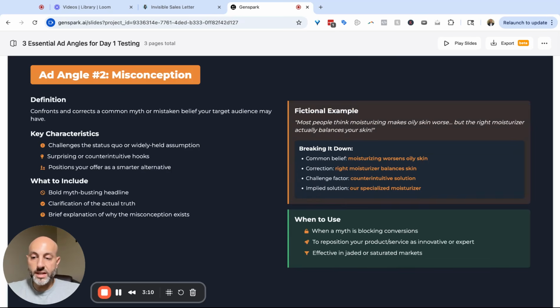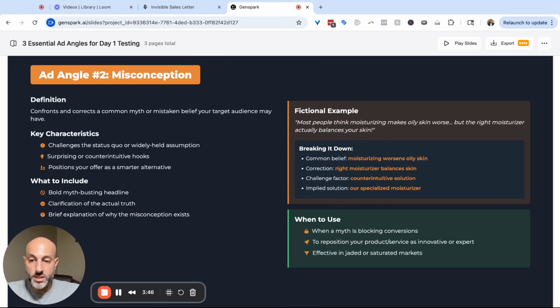Okay, this second ad angle we're going to cover is what we call the misconception ad angle. This one is super effective. Many times, this is the winner when we're testing ad angles for clients because it really catches people off guard, because it confronts and corrects a common myth or mistaken belief your target audience likely has. Okay, so what we're going to do with the misconception ad, we're going to challenge the status quo or a widely held assumption with a surprising or counterintuitive hook and position what we do as a smarter alternative.